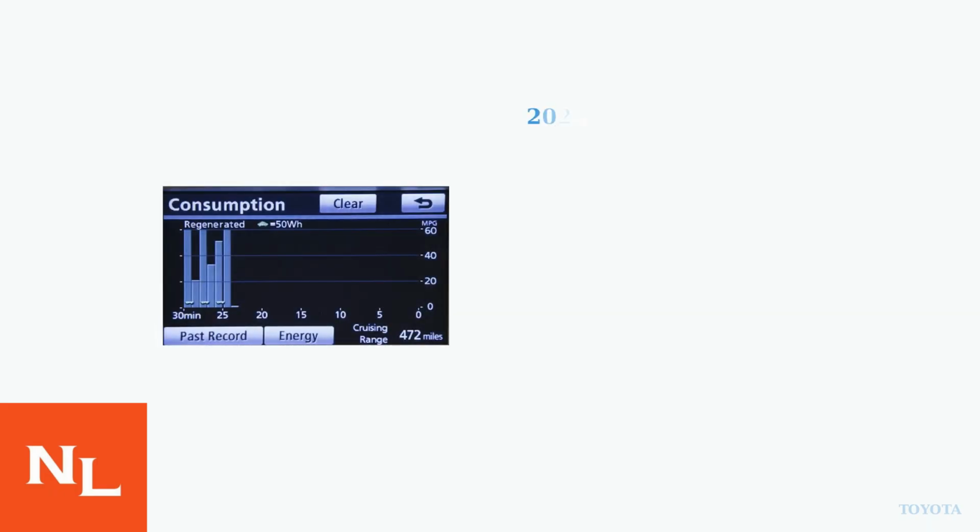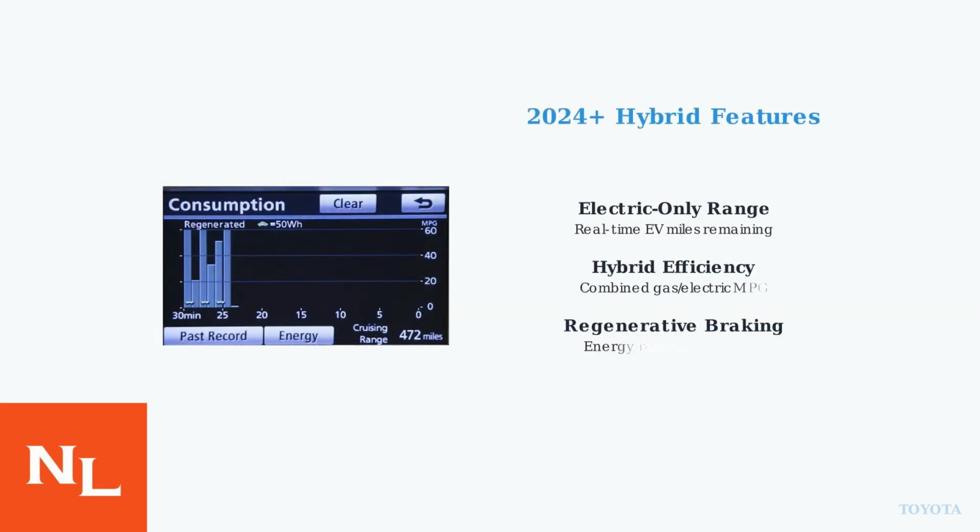Newer hybrid models from 2024 and beyond display additional data including electric-only range, hybrid efficiency metrics, and regenerative braking information. These advanced displays help hybrid drivers optimize their fuel and electric energy usage.